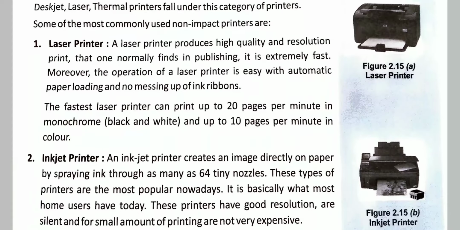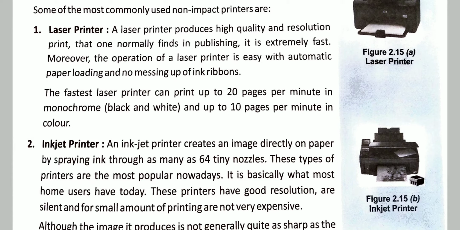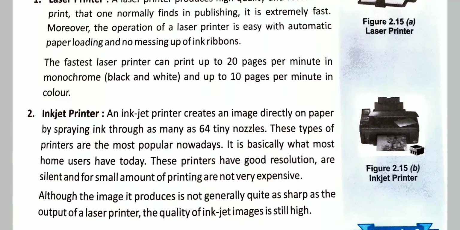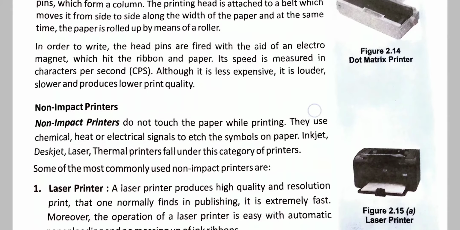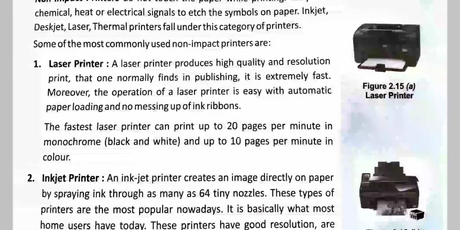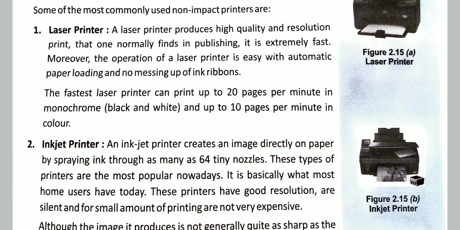So laser printer is there. A laser printer produces high quality and resolution print that one normally finds in publishing. It is extremely fast. Moreover, the operation of a laser printer is easy with automatic paper loading and no messing up of ink ribbons. The faster laser can print up to 20 pages per minute. Here we have seen that in the dot matrix printer, its speed is measured in CPS, characters per second. Here it is pages per minute: 20 pages per minute in monochrome, black and white, and up to 10 pages per minute in color. That's the speed.